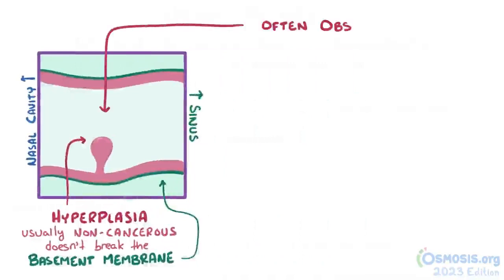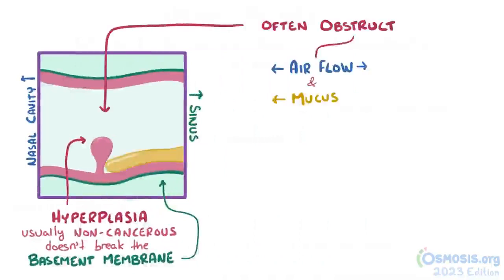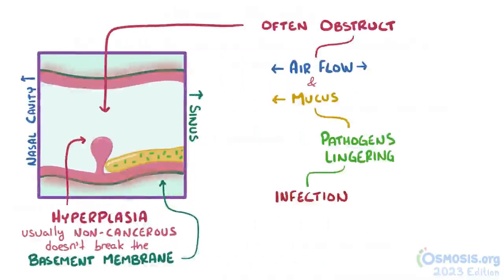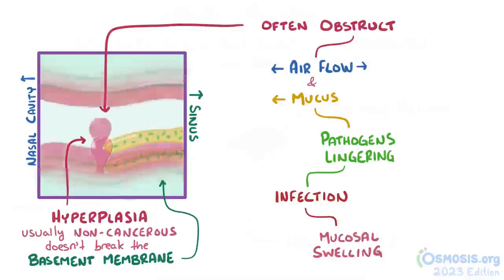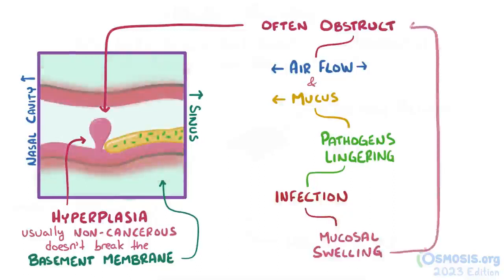Unfortunately, though, they often obstruct airflow as well as mucus drainage, which allows pathogens to linger in the sinuses and cause infections. Recurrent infections causes mucosal swelling as immune cells infiltrate the tissue and create an inflammatory response. This swelling makes airway obstruction and mucus drainage even worse.